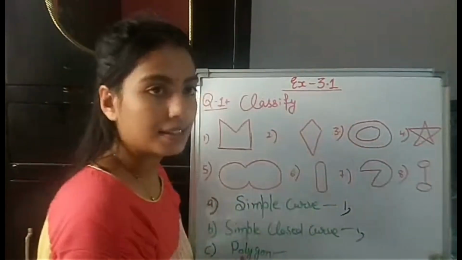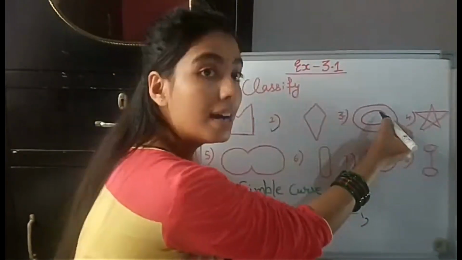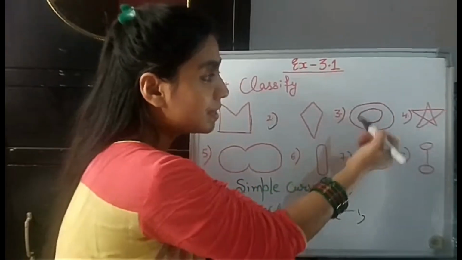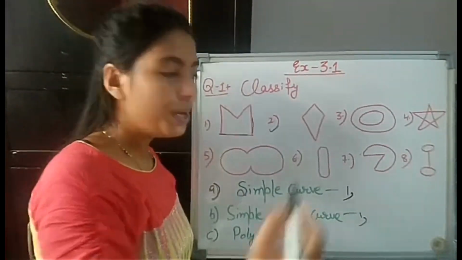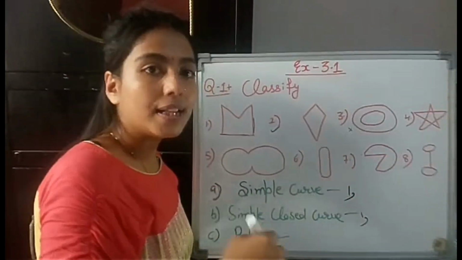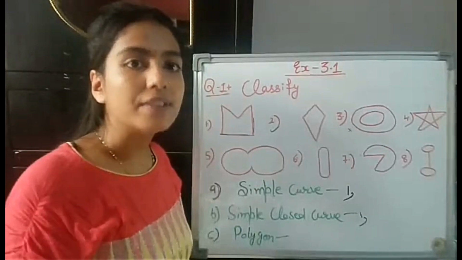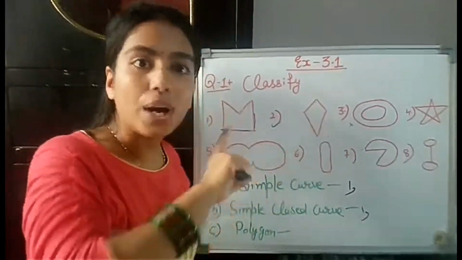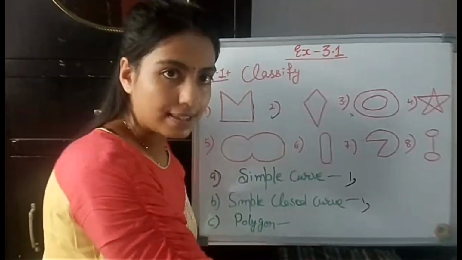Now coming to the third, here I have drawn this simple closed curve, but if I draw the outer one, I have to lift the pencil once. So it is closed, but it is not a simple curve, so it is not a simple closed curve, because for a simple curve there is a condition that you are not supposed to lift the pencil.